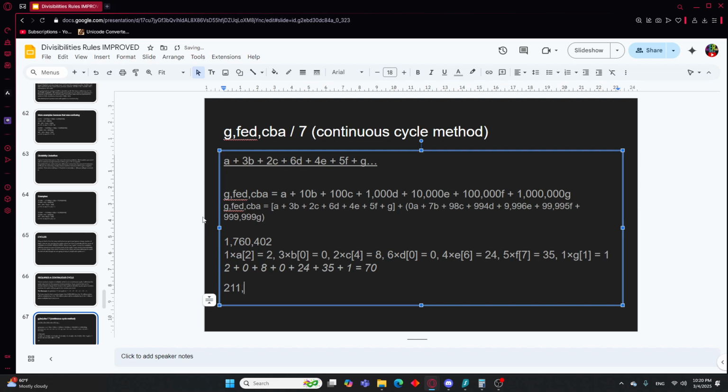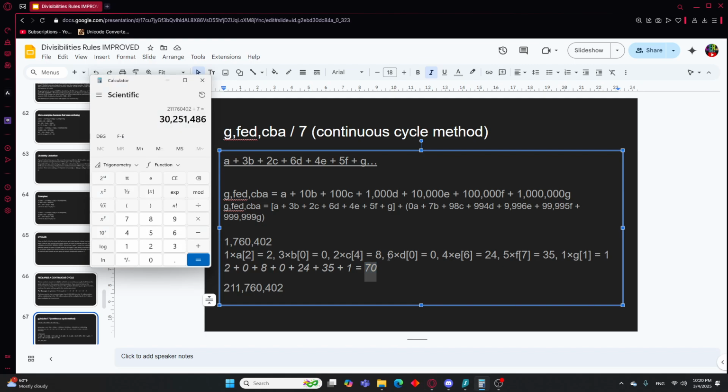211 million, 760,000. I'm struggling here. 402. And the reason why this works is because all we're doing is adding one instance of 3 and 2 instances of 2, and of course 3 plus 4 is 7, so this total number would turn into 77. But of course 77 is divisible by 7, so it works out.